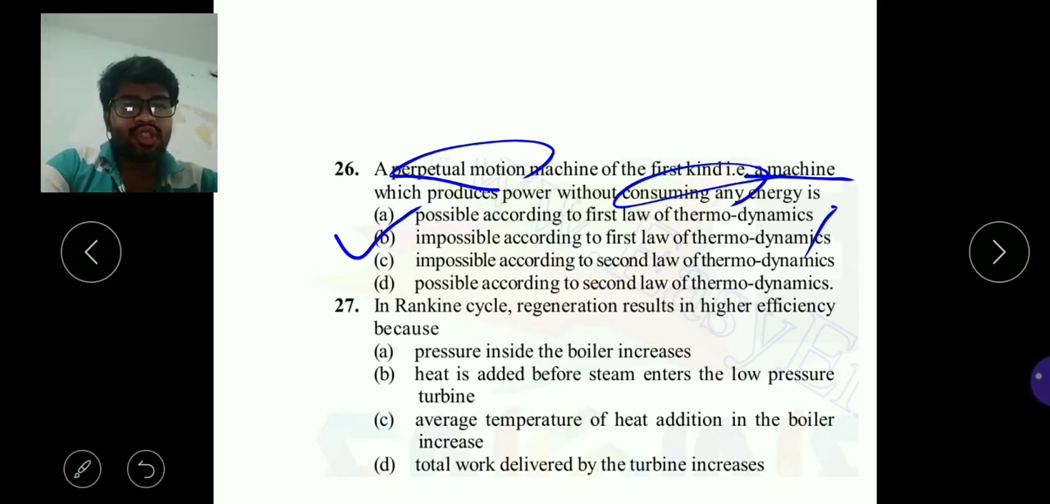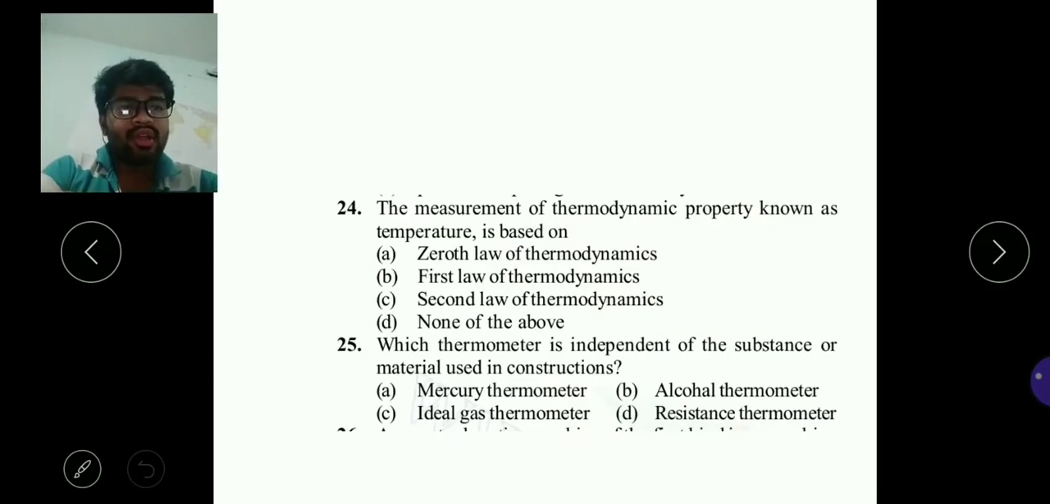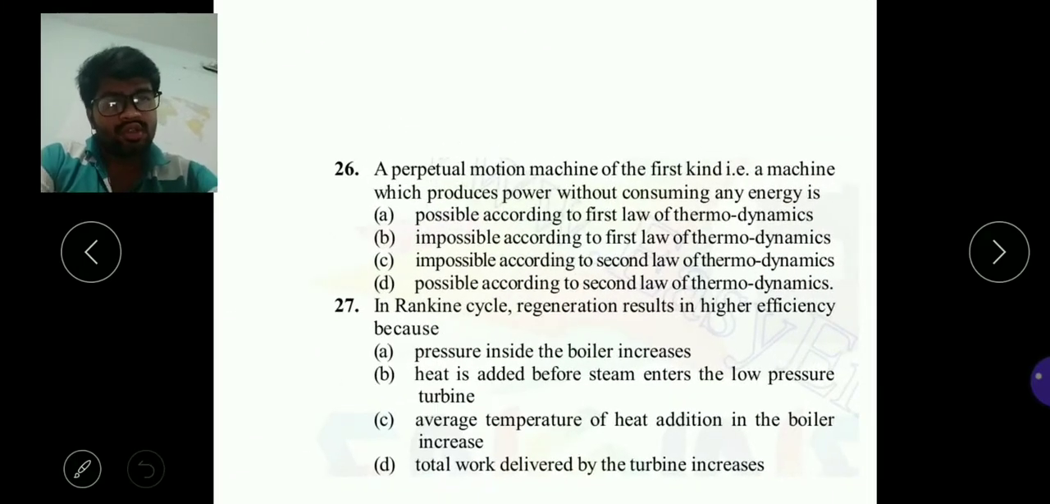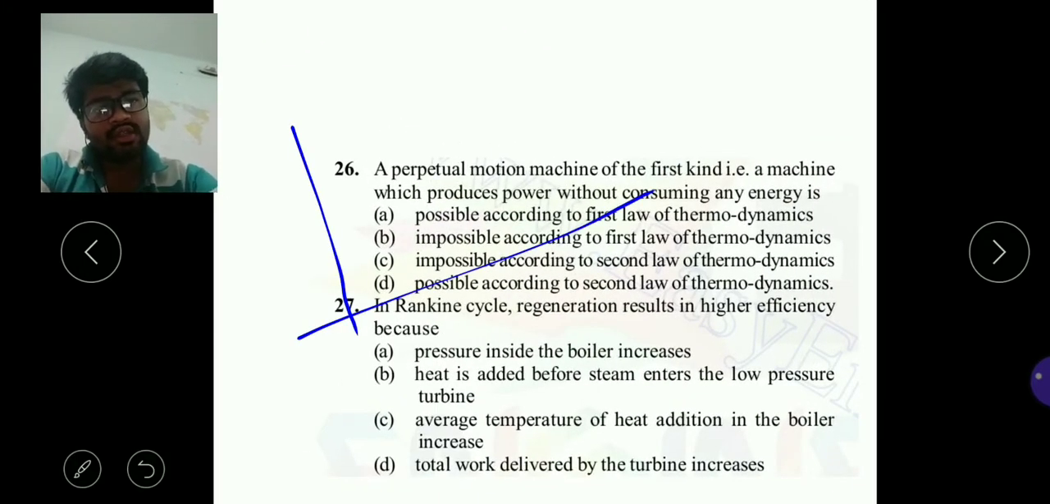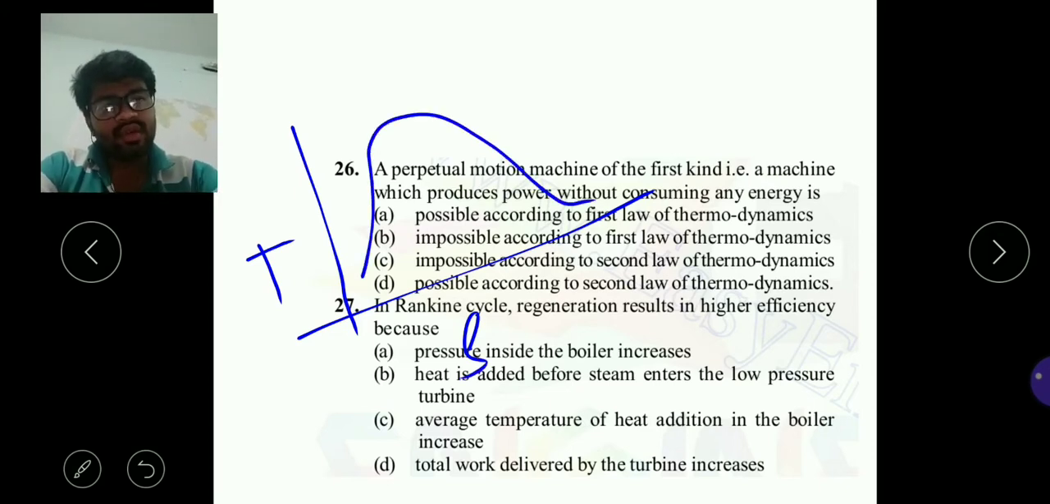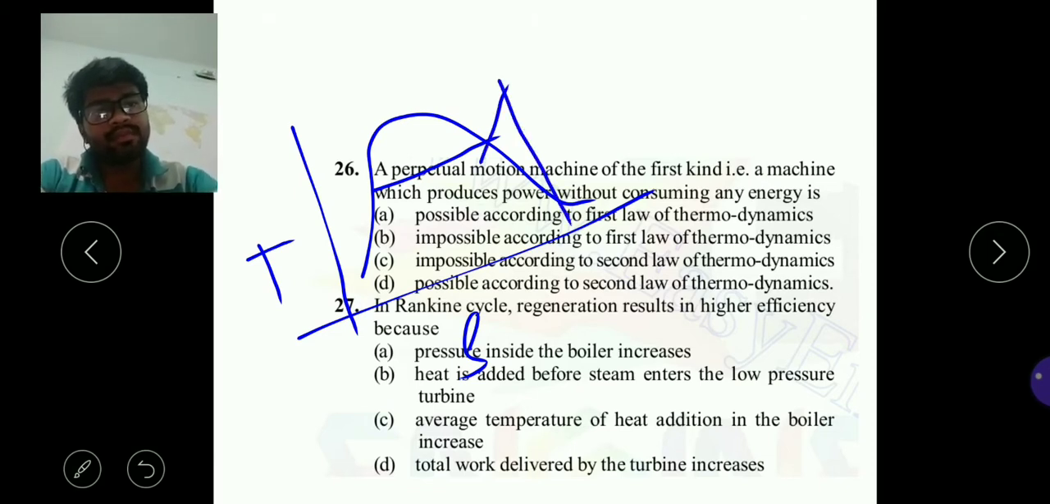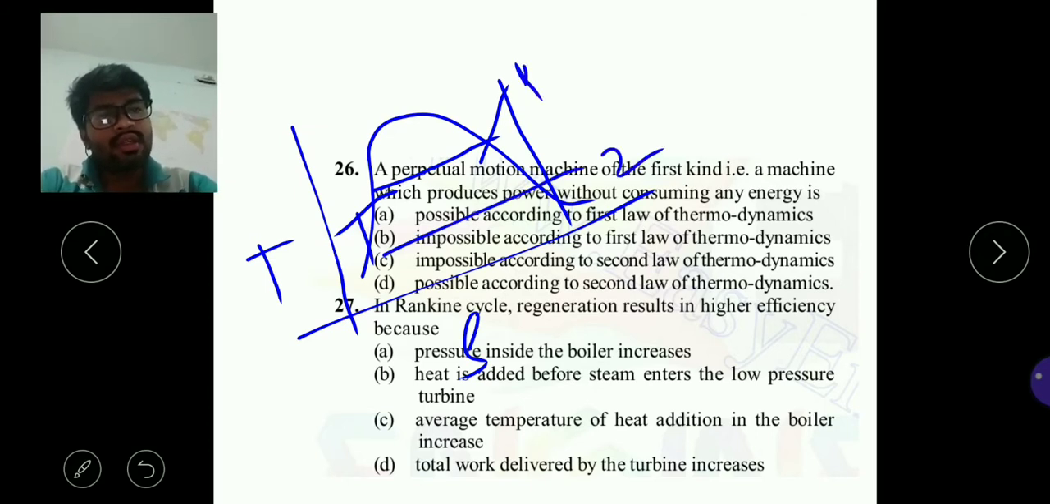Then question number 27. In the Rankine cycle, regeneration results in higher efficiency because what? What do you mean by regeneration actually? Let us draw the Rankine cycle on the temperature versus entropy diagram. If this is the vapor dome, and let this be the Rankine cycle, somewhat like this. The Rankine cycle looks like a 1 2 3 4 process.